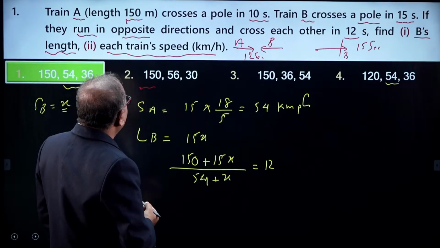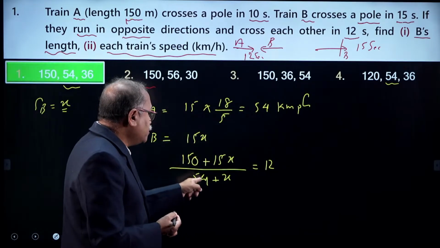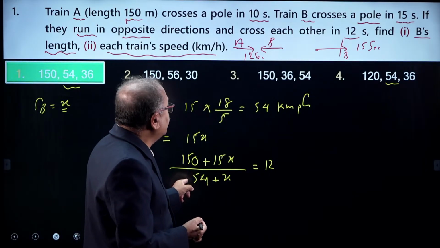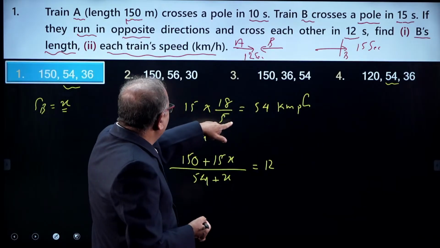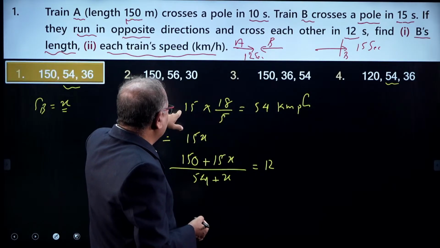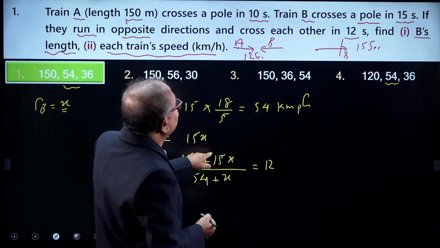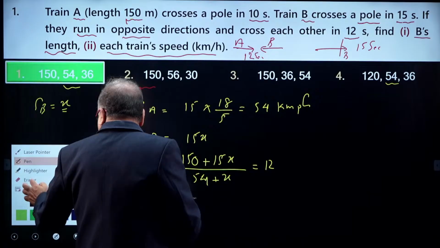Am I right over here? So this is 54 km per hour. I need to consider this in meter per second, right? Because the first one is in meter per second. 15 is the meter per second, 150 is the meter. So I need to consider this in terms of meter.